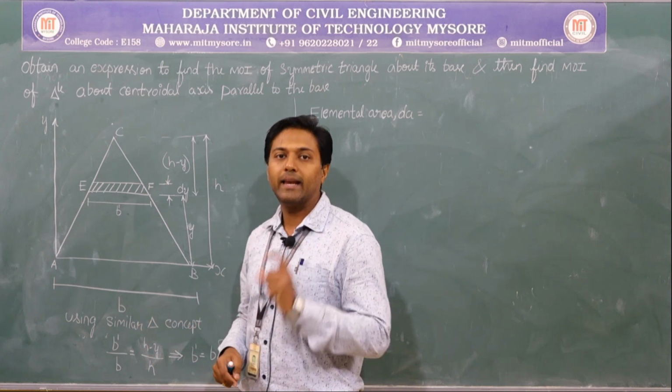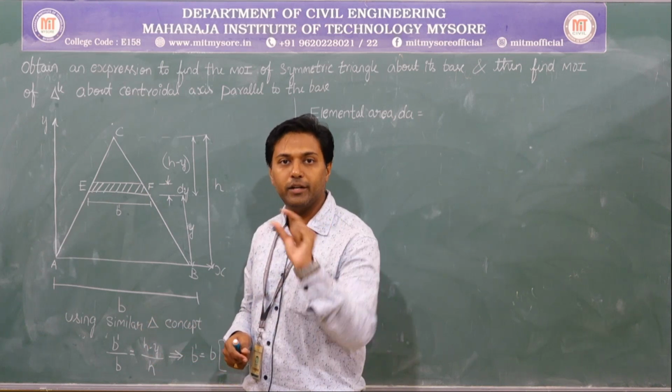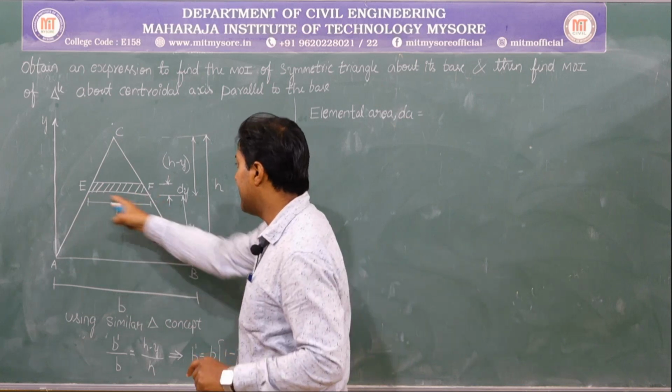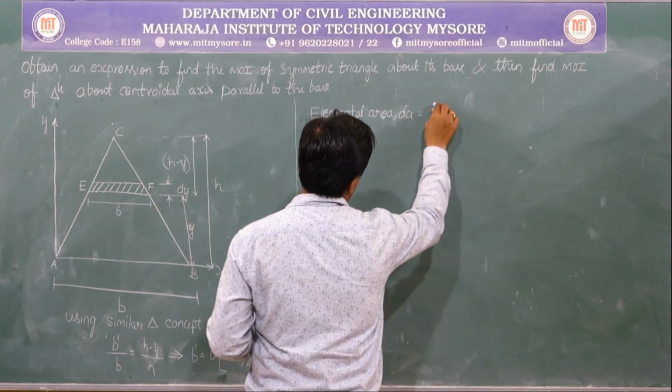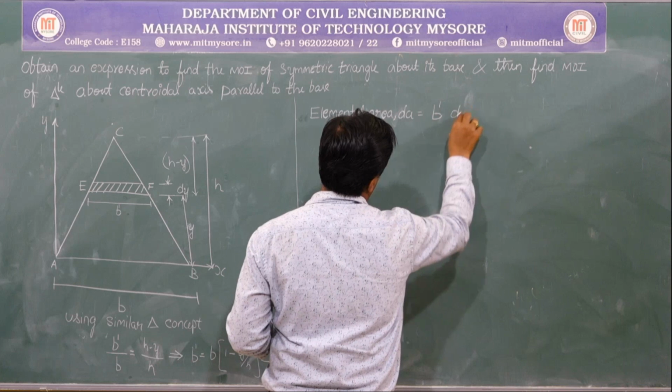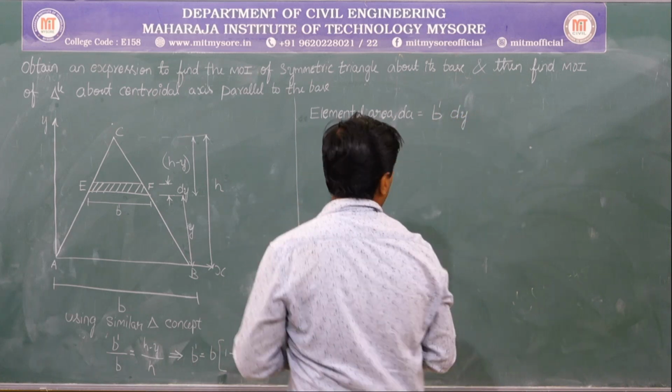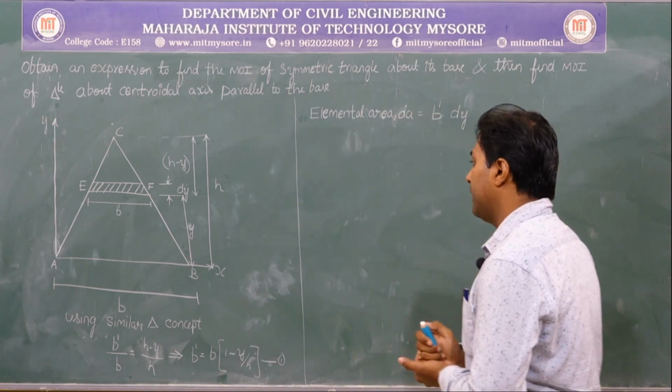So for a rectangle, how to calculate the area? It is the width into depth. So what is the width? b dash. What is the depth? dy. So it is b dash into dy.